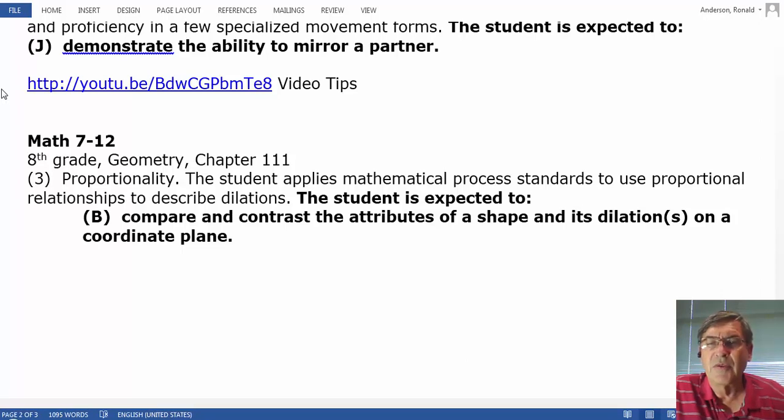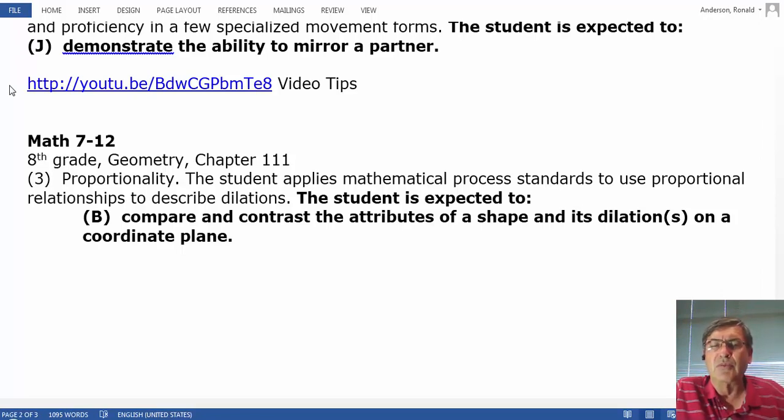Okay, hi, I'm going to give you a few tips on how to approach the lesson plan for Math 7 to 12, 8th grade geometry. Probability. The student applies mathematical process standards to use proportional relationships to describe dilations. The student is expected to compare and contrast the attributes of a shape and its dilations on a coordinate plane.